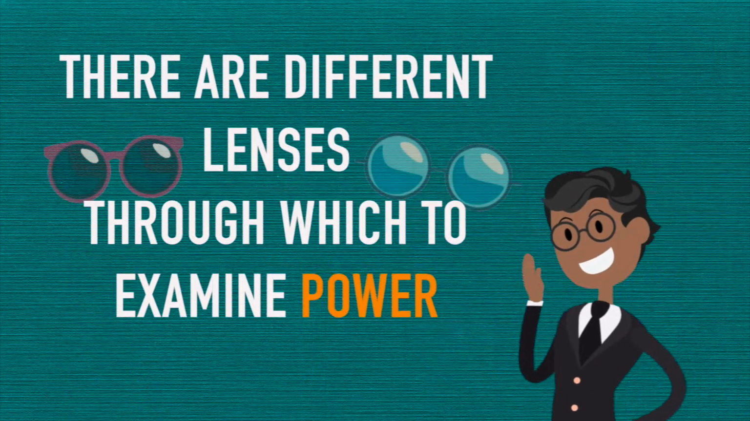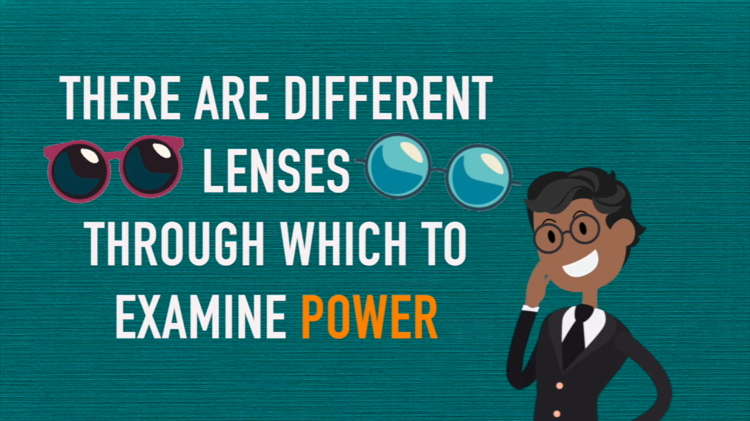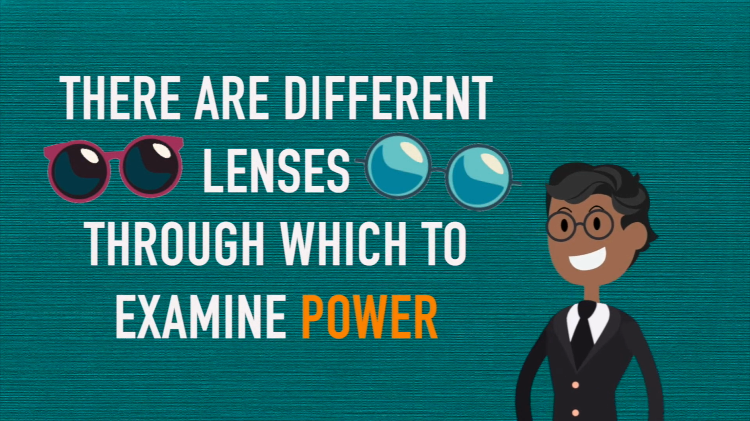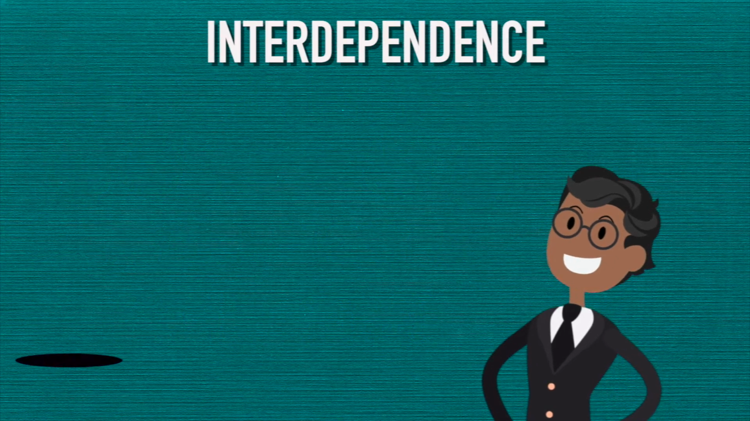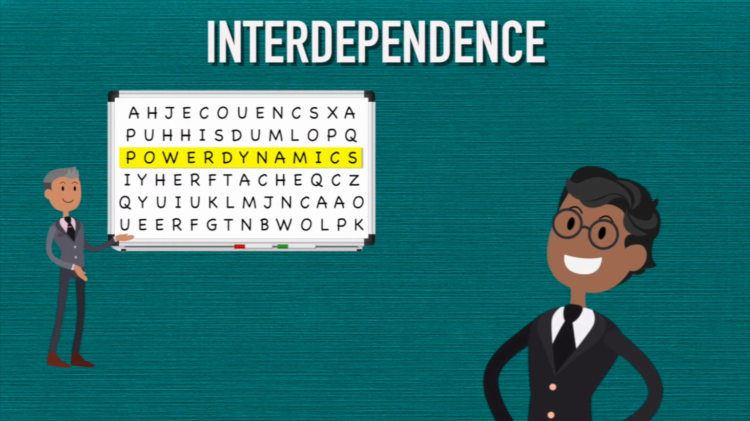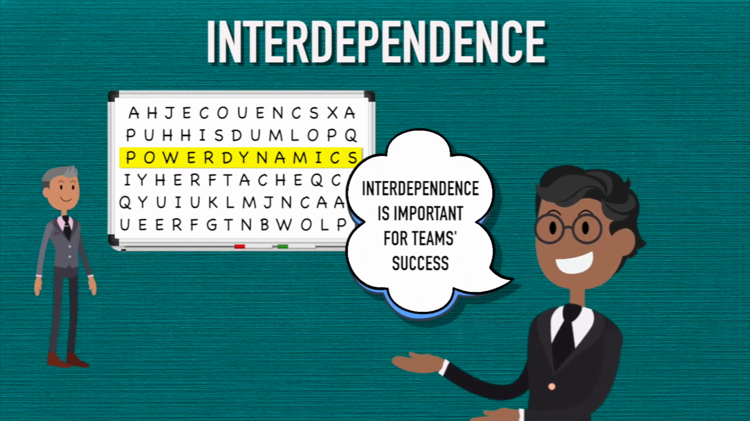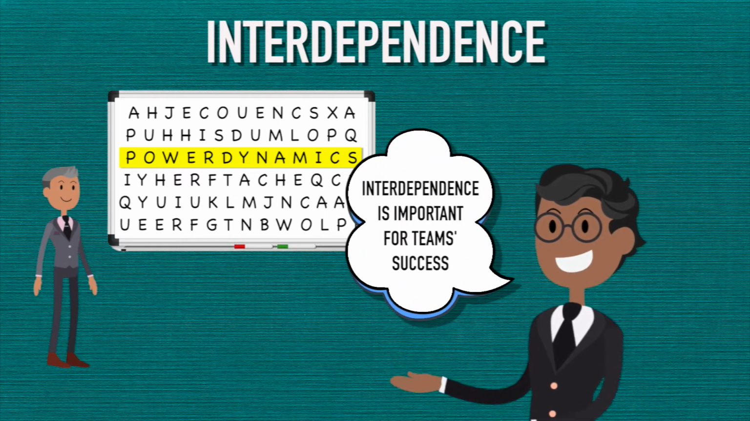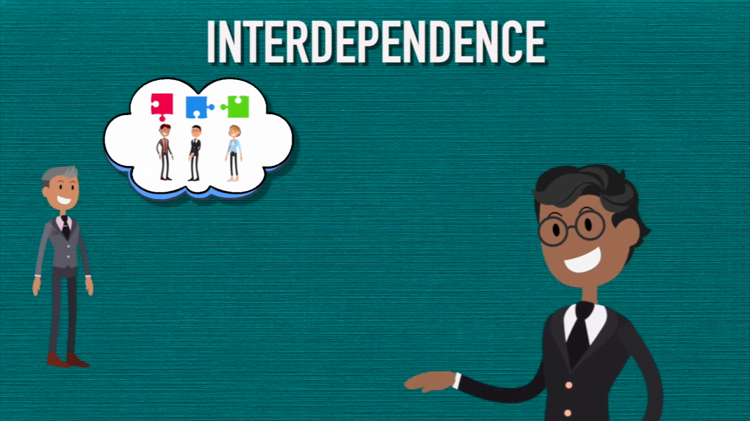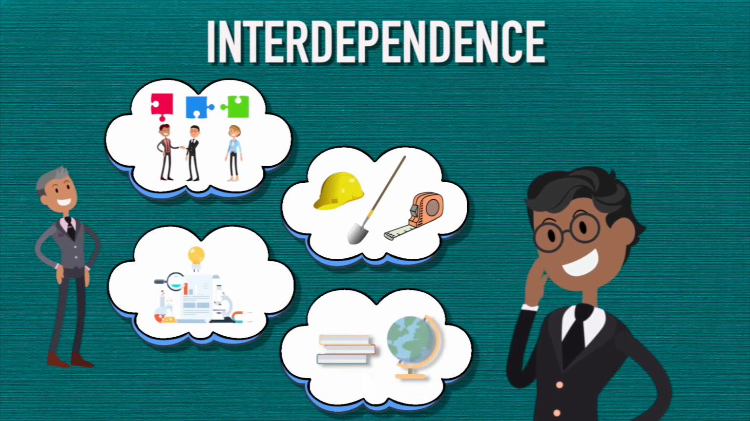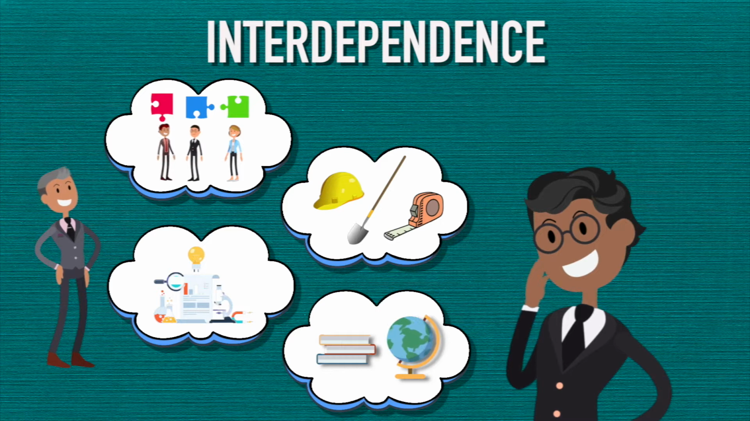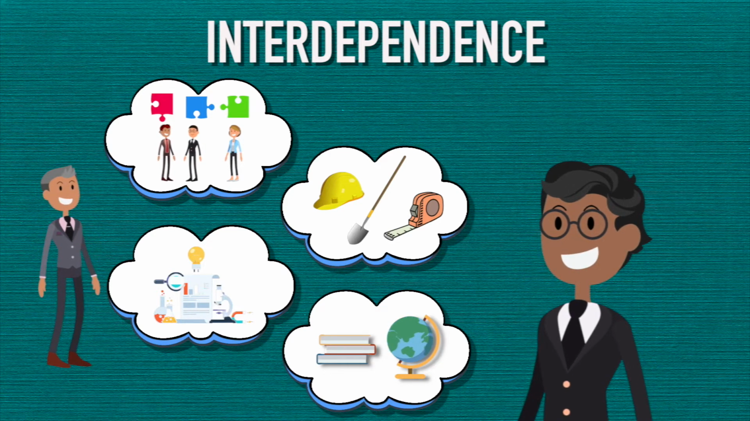There are different lenses through which to examine power. In class, instructors can look at interdependence. Guided activities that surface power dynamics can give students the actual experience of how important interdependence is for team success. Personal anecdotes about teamwork, fieldwork, industry, or academia from instructors can also demonstrate the value of interdependence.